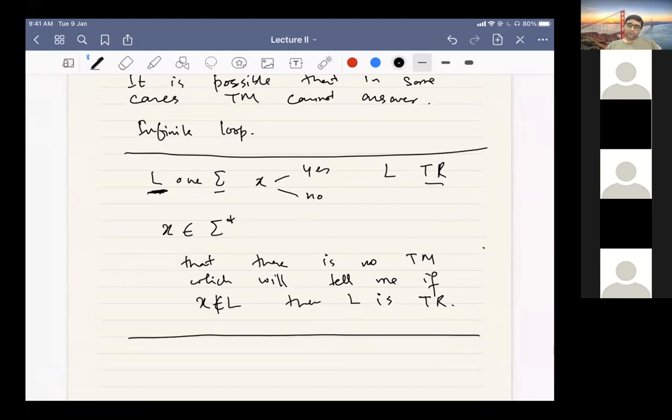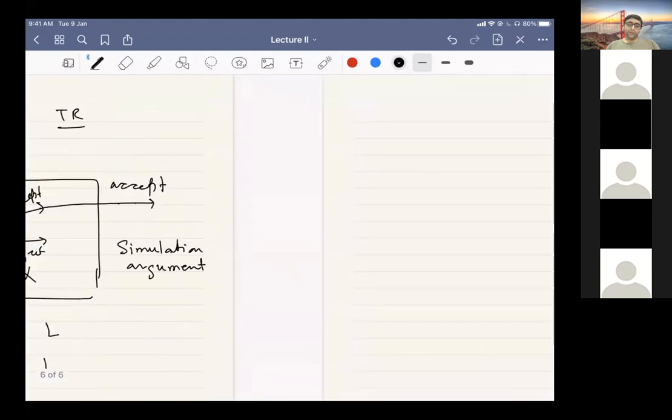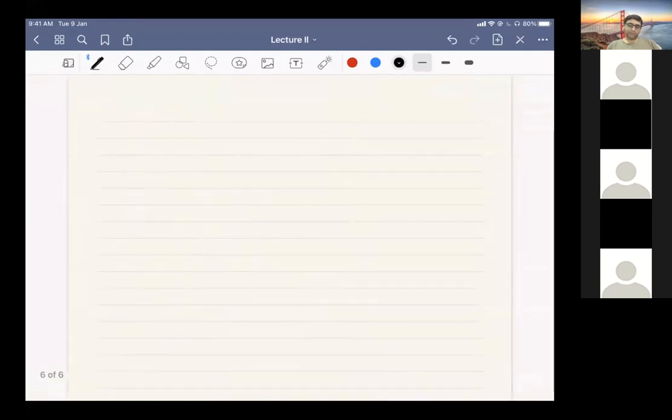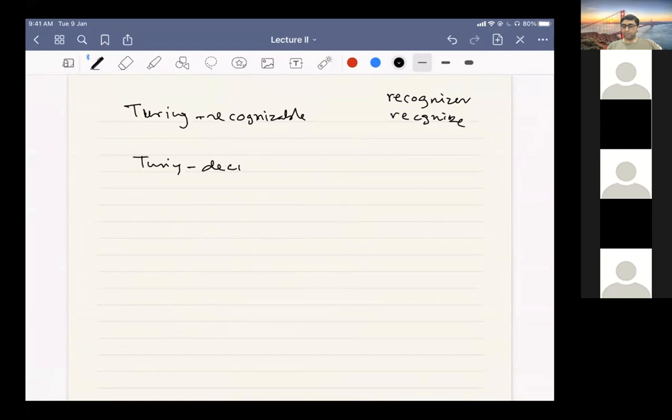Yes, very good question. There is no Turing decider. There are Turing recognizers. So Turing recognizable languages give us some other words. For example, it gives us the word recognizer, it gives us the word recognize, right? In the same way, Turing decidable languages give us decider and decides, among other words.